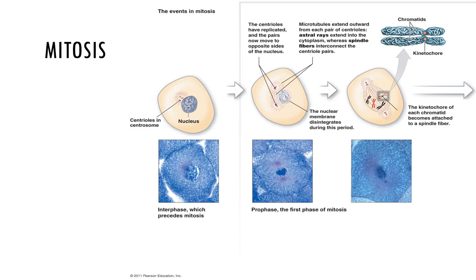Mitosis. Prophase is the first phase of mitosis. This is where the chromosomes become visible. The centrosomes separate and start to migrate towards the opposite poles. The mitotic spindle forms, which is going to set the stage for the cell division. The nuclear envelope begins to break down and fragment. And the microtubules are forming and being drawn to the equator of the cell in preparation for division.